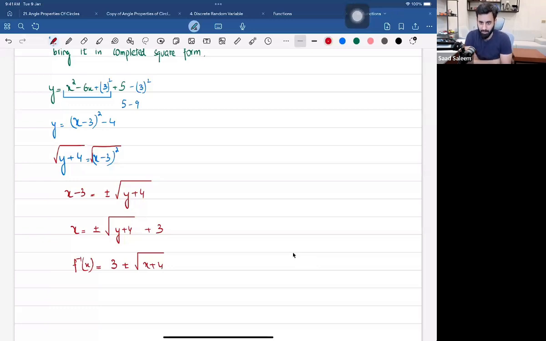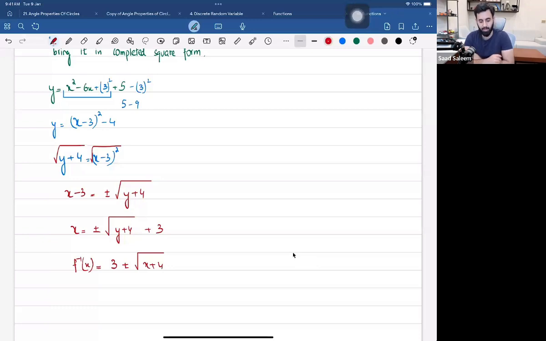If, let's say, I leave plus minus as it is, that means if I plug in one value of x, I'm getting two different outputs. If I plug in one value of x, I will get two different outputs, which shouldn't be the case. Technically, I should get just one output.